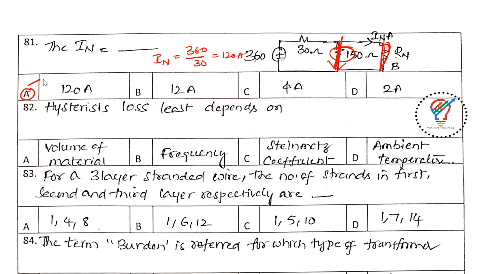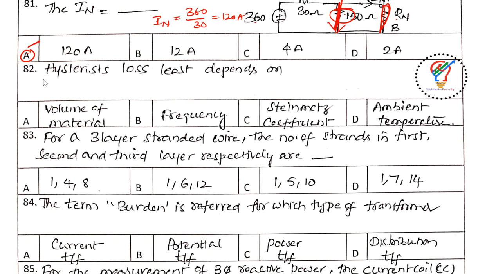Next one, hysteresis losses do not depend upon. Hysteresis losses depend upon the volume of the material, as you see in Steinmetz's equation. It depends upon the frequency, and the Steinmetz coefficient also, and it does not depend upon ambient temperature. So our answer will be ambient temperature. Why? Because Steinmetz's equation is B max to the power of 1.6 into frequency into volume V, with a constant called K, which is the Steinmetz constant. It does not depend upon ambient temperature.